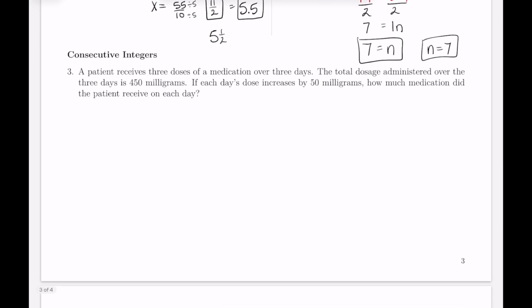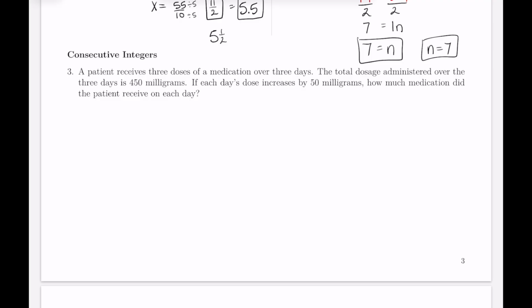A patient receives 3 doses of medication over 3 days. The total dosage administered over the 3 days is 450 milligrams. If each day's dose increases by 50 milligrams, how much medication did the patient receive on each day?